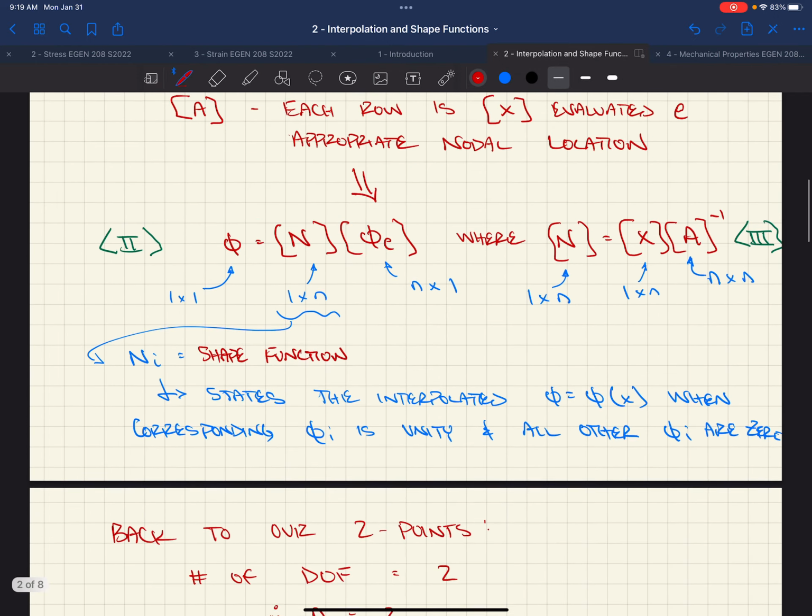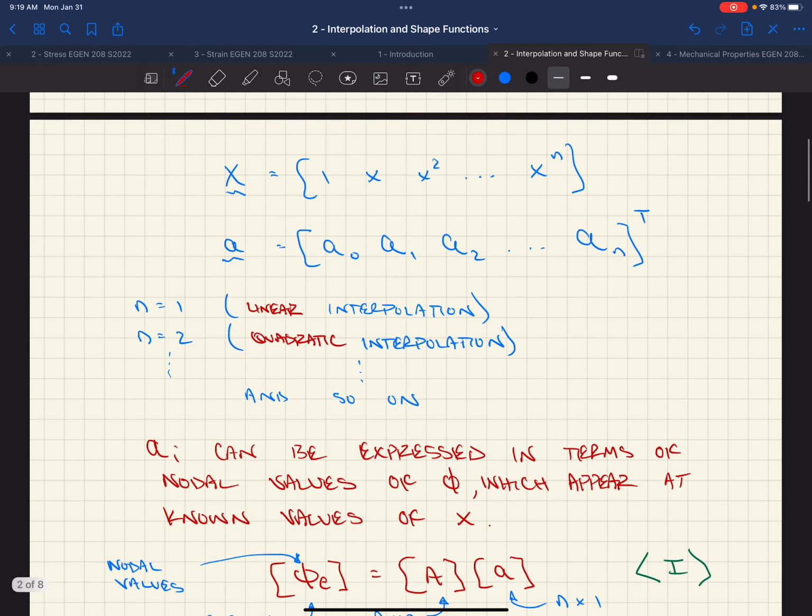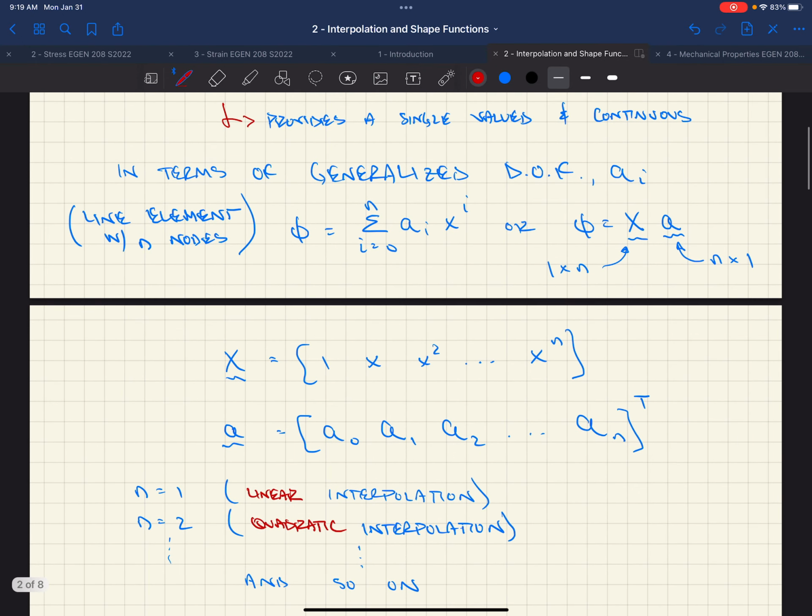we had this function right here, A sub I, x sub I. This is a line element with n nodes, which essentially means we have one spatial variable, x. So as we continue to add generalized degrees of freedom, our x goes to additional powers. It becomes a higher order polynomial as we add additional elements.